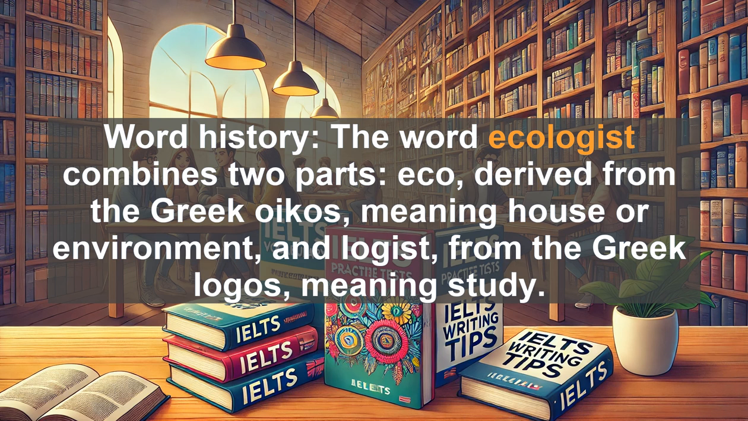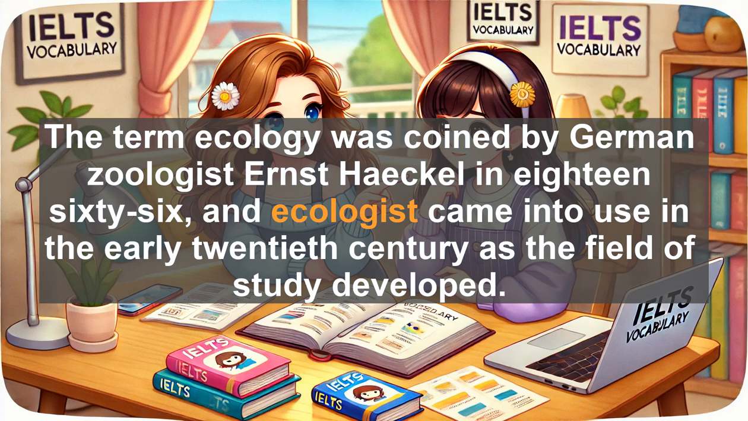Word history. The word ecologist combines two parts. Eco, derived from the Greek oikos, meaning house or environment, and logist, from the Greek logos, meaning study. The term ecology was coined by German zoologist Ernst Haeckel in 1866, and ecologist came into use in the early 20th century as the field of study developed.